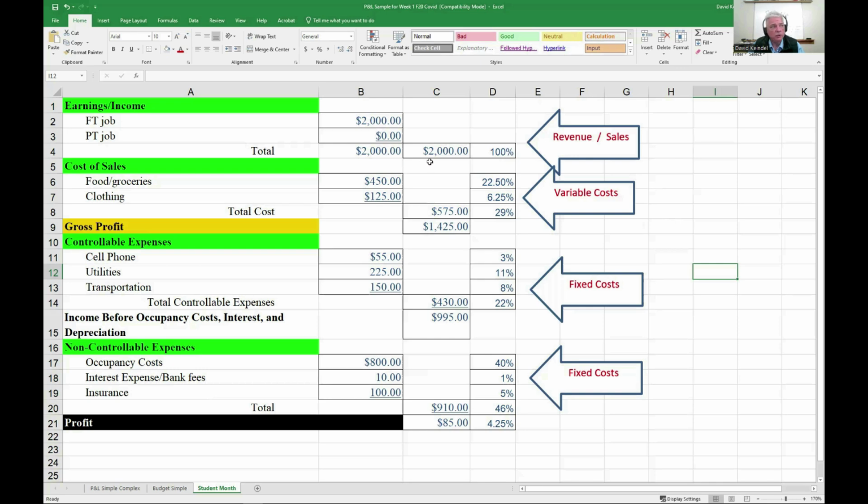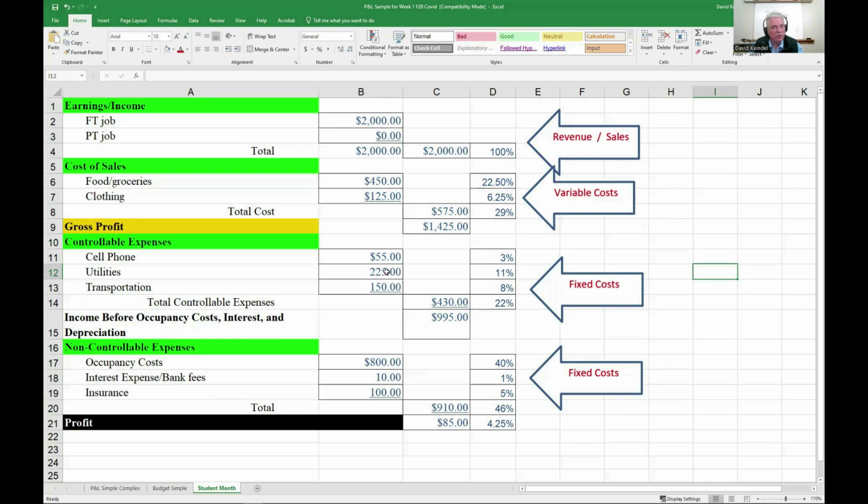So what do we have left over? 2,000 minus 575. We have $1,425 left over. So we've paid these costs. So now we have to look at some of our controllable expenses, our cell phone bill. You can decide to have data or not, so it's controllable. You're going to pay your cell phone bill, but how much it's going to be could depend on your long distance calls or your plan or things that you can manage. So our cell phone bill is $55. Our utilities for our apartment are $225.